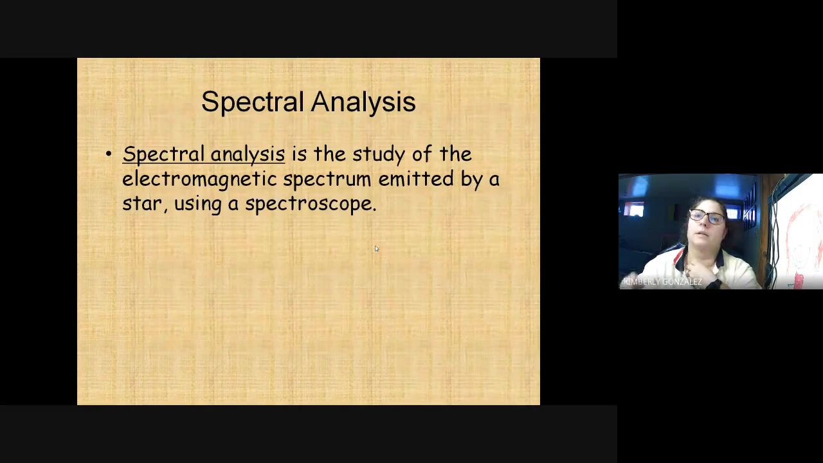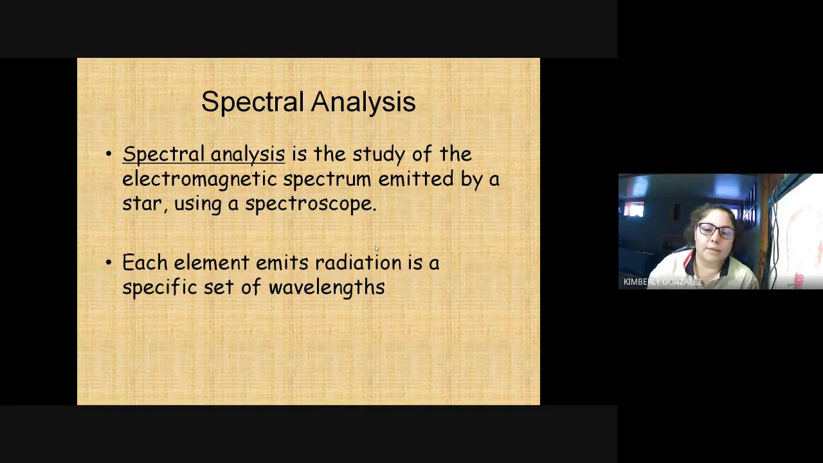All right, so like I was saying, spectral analysis is the study of the electromagnetic spectrum, or that emission, or that radiated energy, specifically by a star during the process of fusion using a spectroscope. Okay, spectroscope is just the instrument. And the ones that we have at school are little pieces of plastic. Okay? Like I was saying, each element has its own set of wavelengths. And if I were you, I would 110% put in there like a fingerprint.